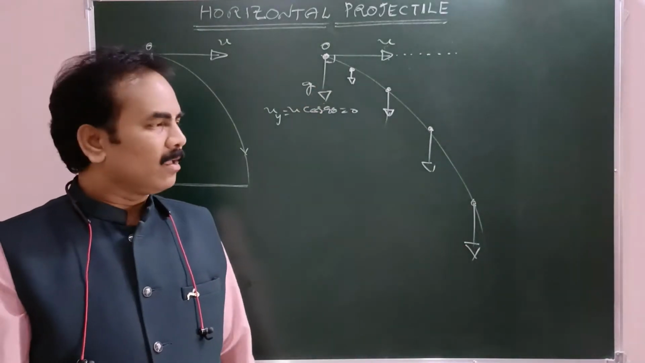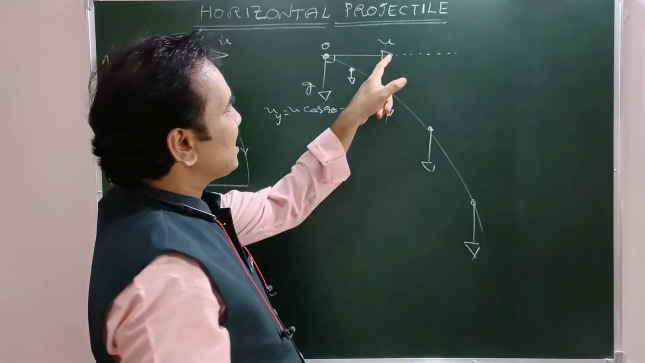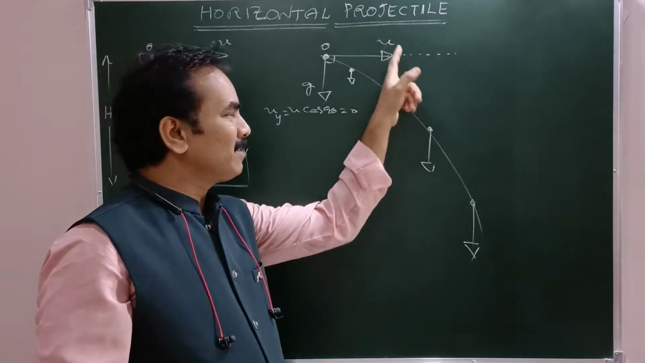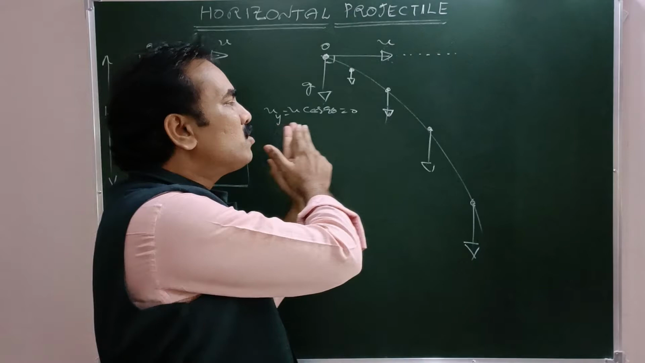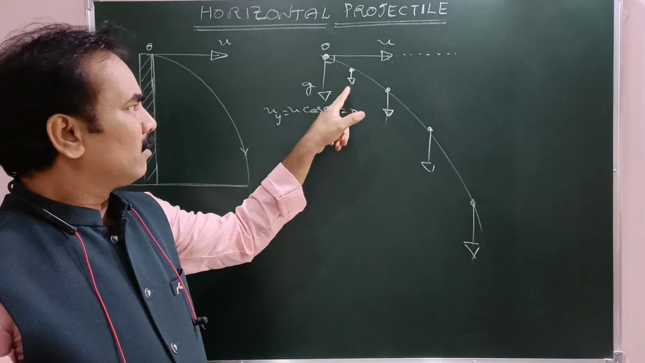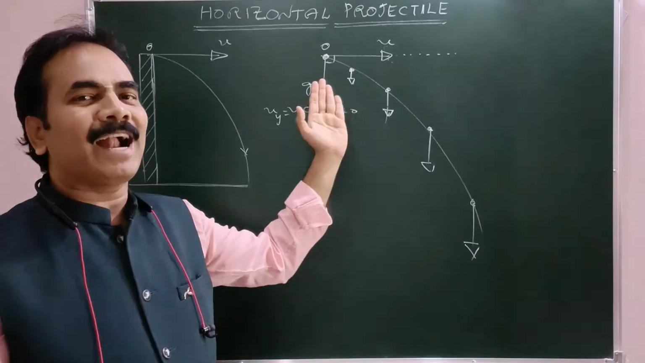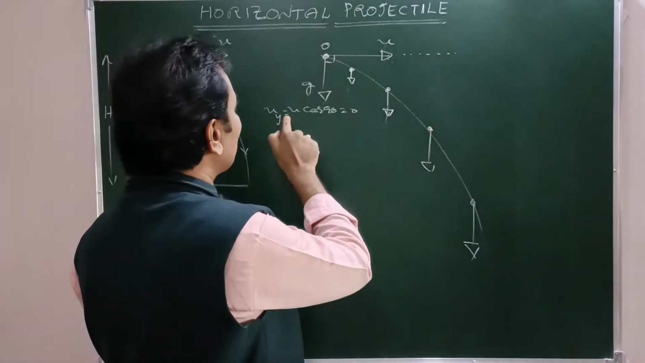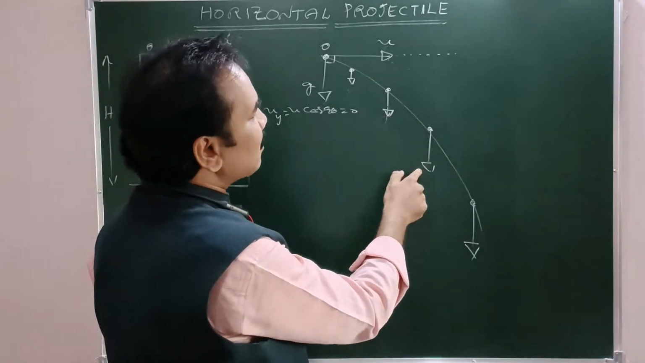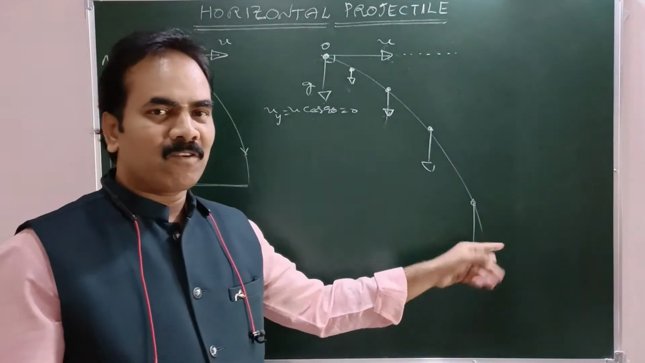Why consider all these vertical lines side by side? Because of the horizontal velocity, right? Because of this component, or because of this velocity, the particle moves forward, right? So therefore the vertical motion is not confined to a single line. It is confined to different adjacent lines like this. See here, the vertical component of velocity uy is 0. Here it increases a little bit, here it also increases further, here it increases furthermore, and so on. So it becomes maximum just before striking the ground.